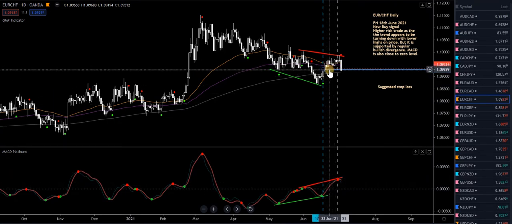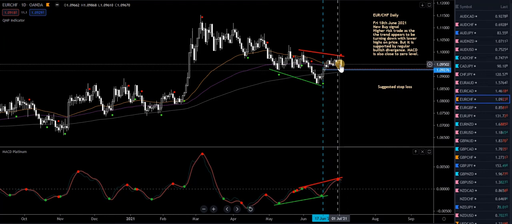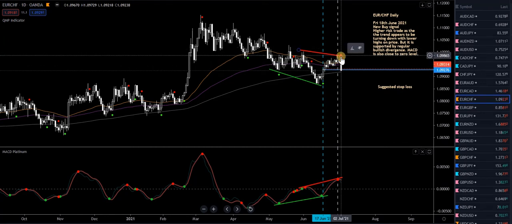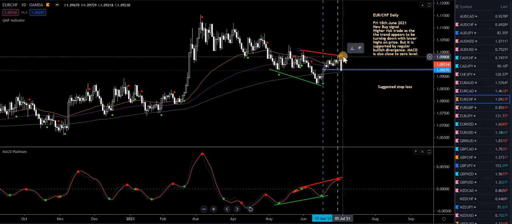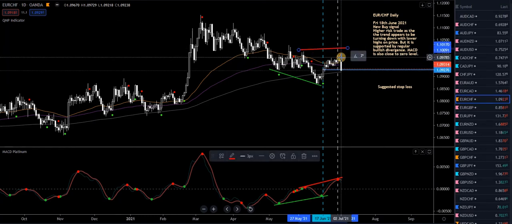Things were tightened up, and I brought the stop right up into here on Friday. Non-farm payrolls drove this pair down through the stop. It's now created a new sell signal there.